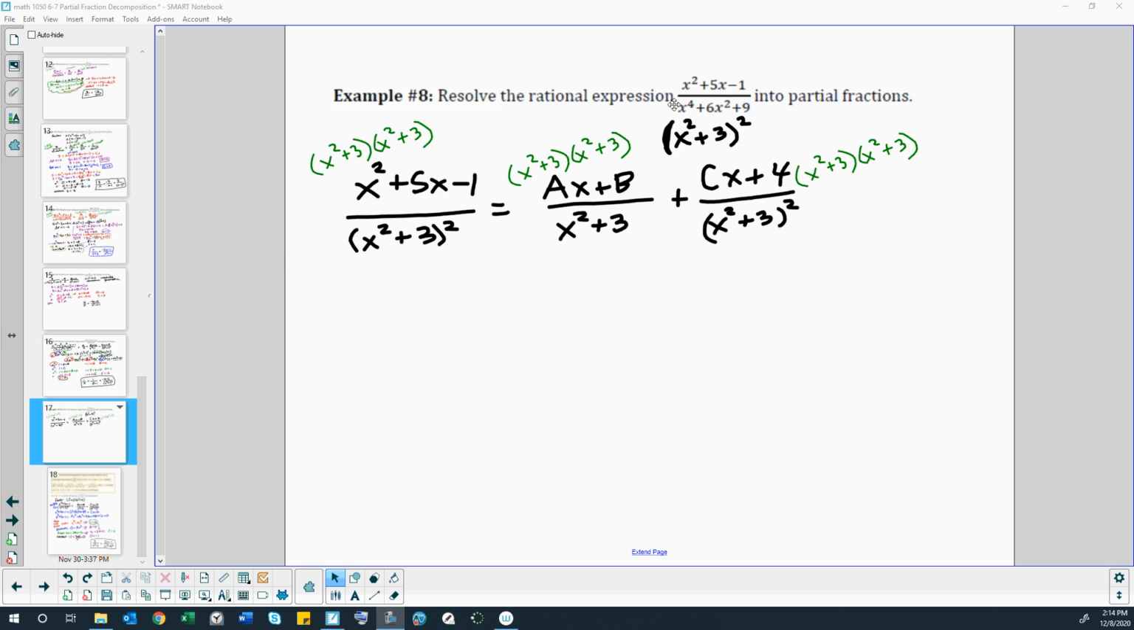Okay, so I just took this example number 8, section 6.7. I just factored the denominator. So the denominator is x to the 4th plus 6x squared plus 9. This is like a perfect square trinomial. It factors into two binomials squared, but the binomials happen to be quadratic. So x squared plus 3 times x squared plus 3 would get this back again.